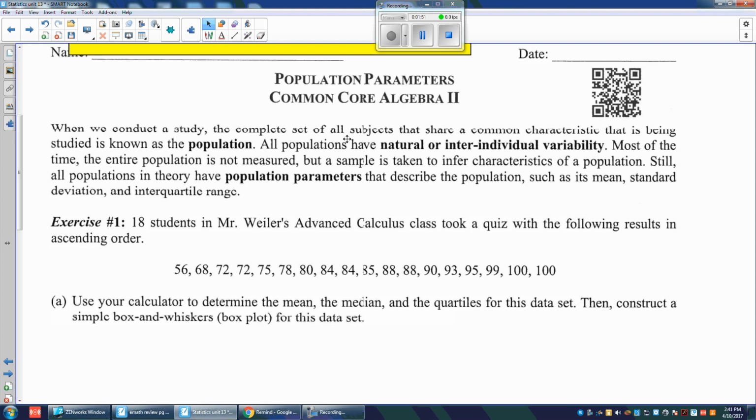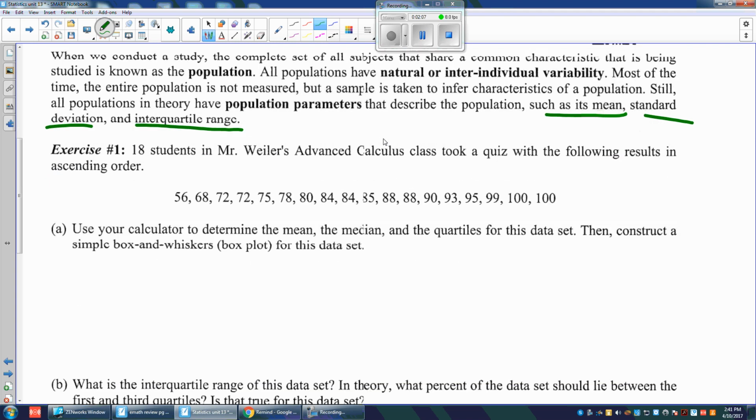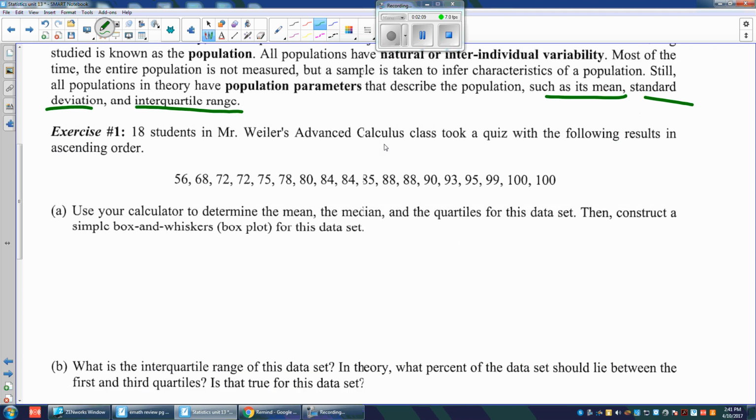Still, all populations in theory have population parameters that describe the whole population. The ones that we're going to be dealing with are the mean, the standard deviation, and the interquartile range. There's several different ways to get those. 18 students in Mr. Wheeler's advanced calculus class took a quiz, and the following results in ascending order. You always have to place them in ascending order.